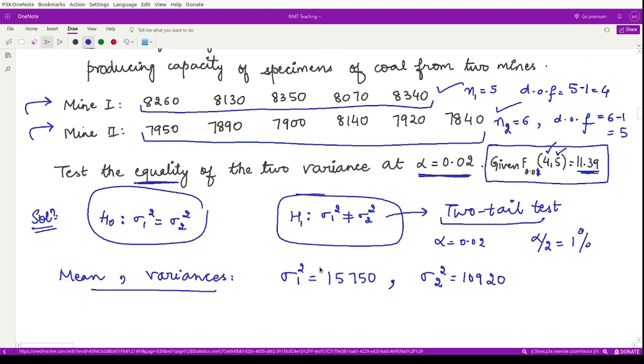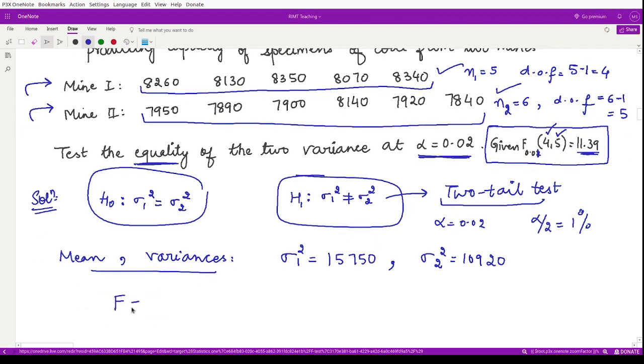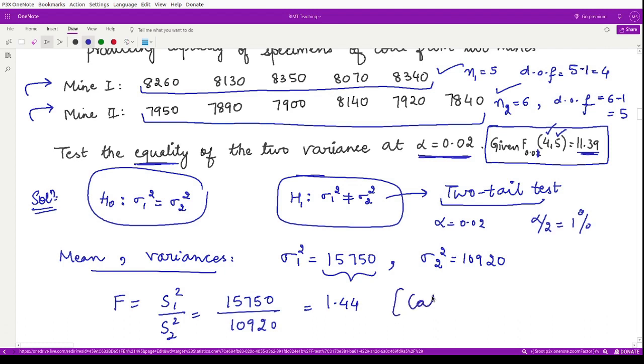So we will calculate the F value. What would be the F value? The value of the statistic which is higher. So here you see this is higher, so we have S1 square divided by S2 square. That would be 15750 divided by 10920, and it is equal to 1.44. So from here we obtain the calculated F value.